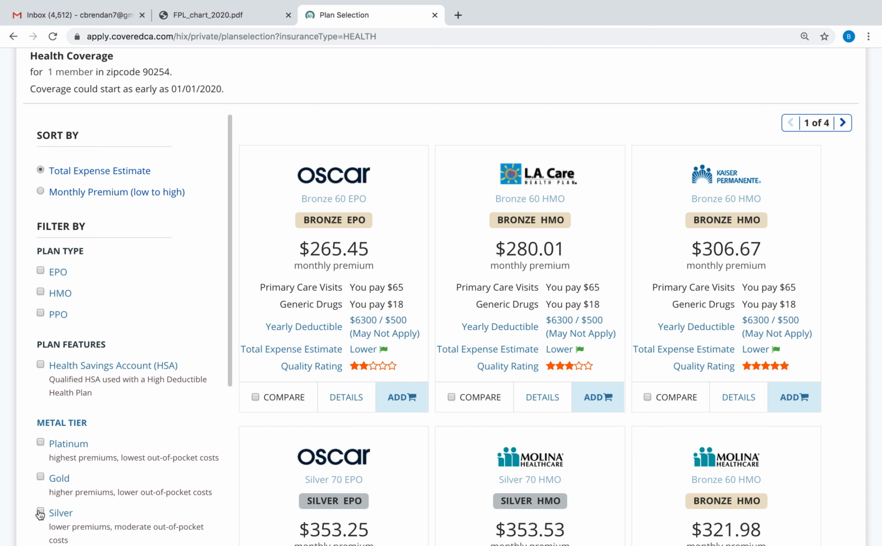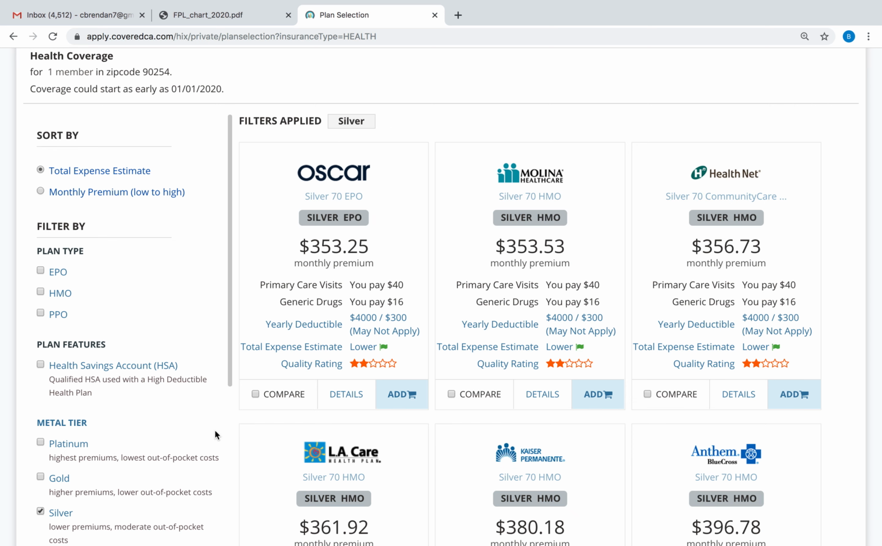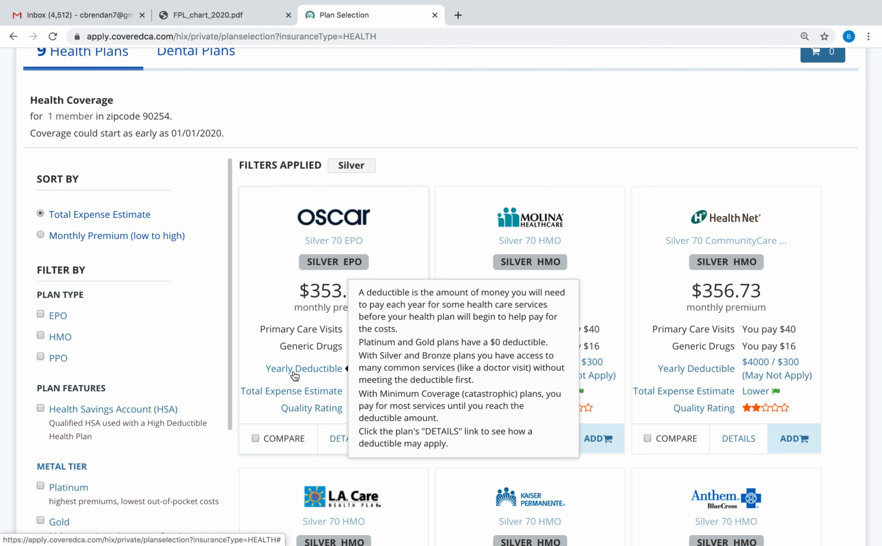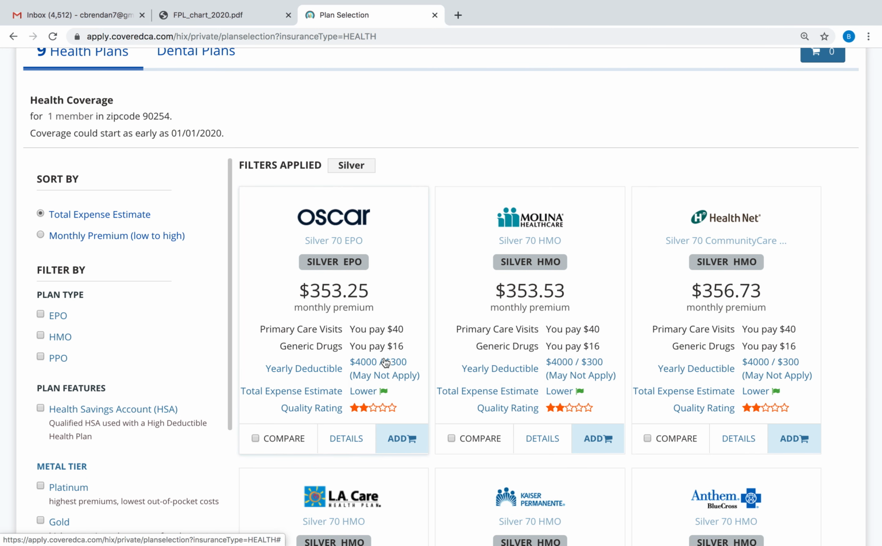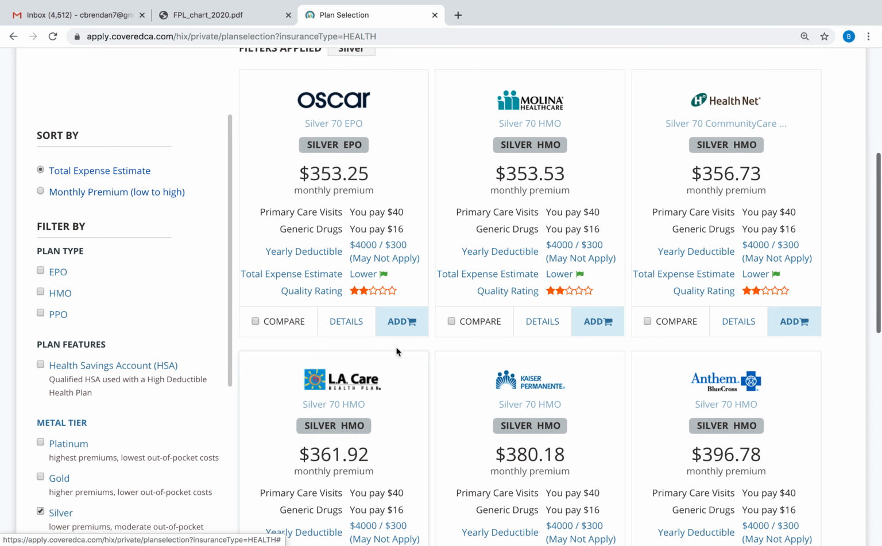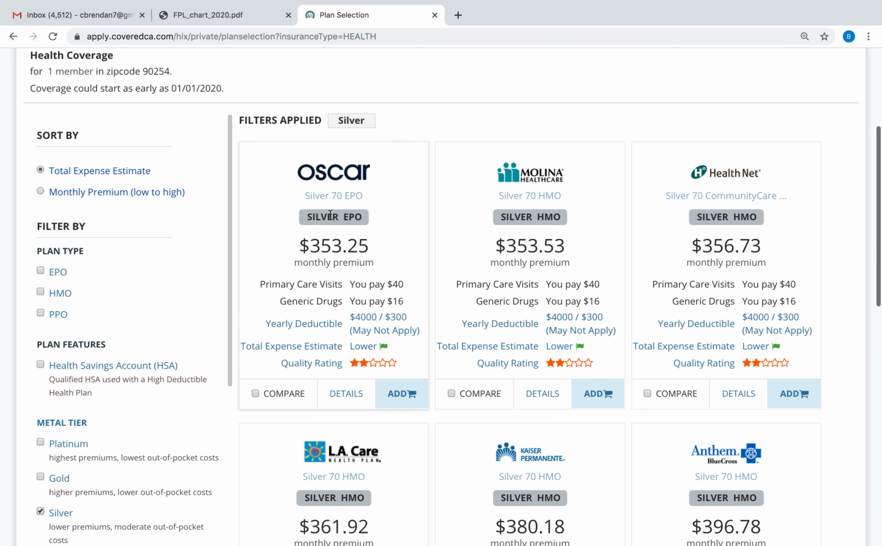Actually, as you can see, the subsidy did go away completely. So $353, no subsidy. The silver plan's gotten worse. It's now a $4,000 deductible. Not much there. So the plan has gotten worse, the subsidy's gone away. So as you make more money, the plan gets worse and the cost of the plan goes up. Okay?